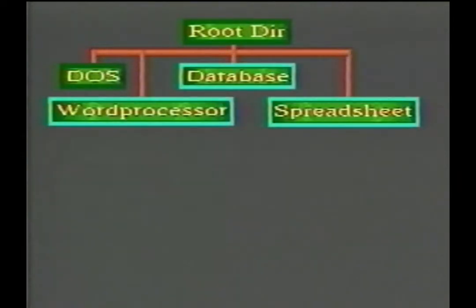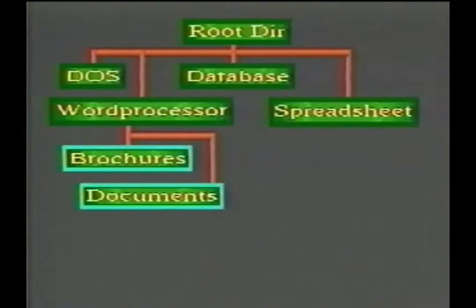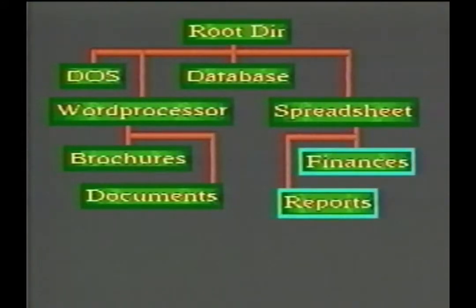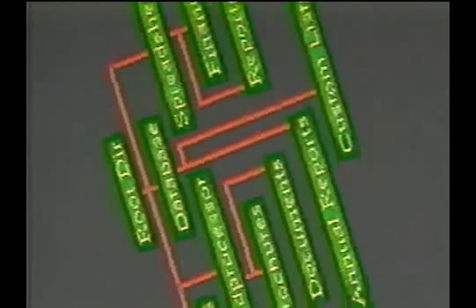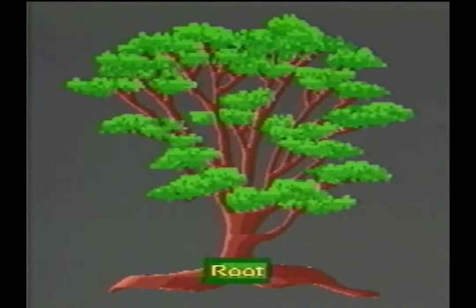This is what DOS looks at when you first boot the computer and get the C prompt. Then DOS has its own directory. Other directories would be for the programs we mentioned earlier. Then each of the programs could have subdirectories of their own. The structure of these directories is referred to as the directory tree because the different branches from the root directory do resemble a tree.